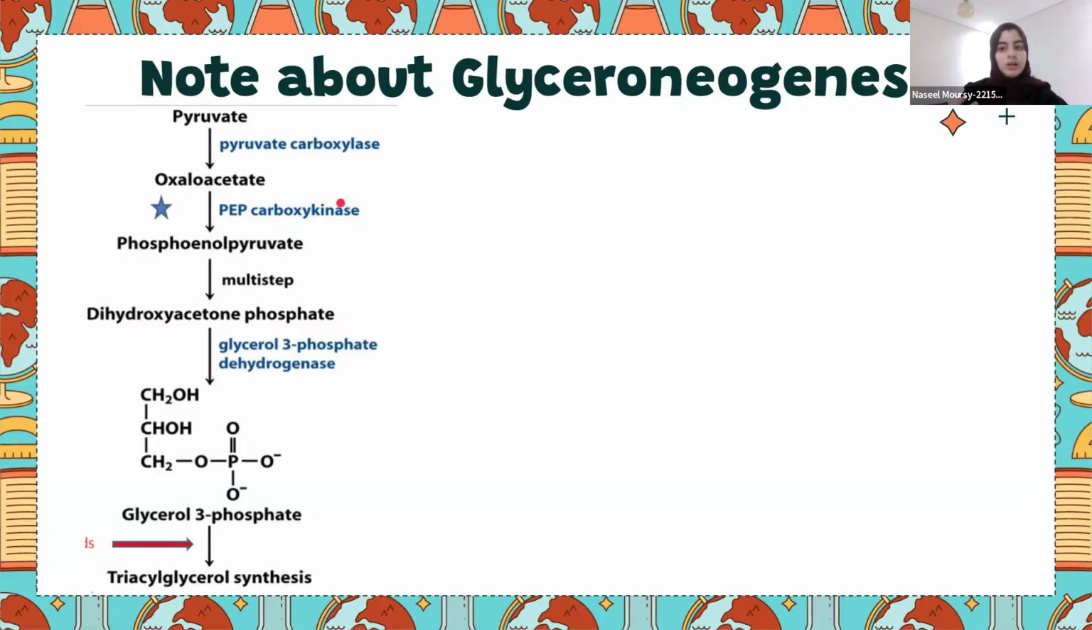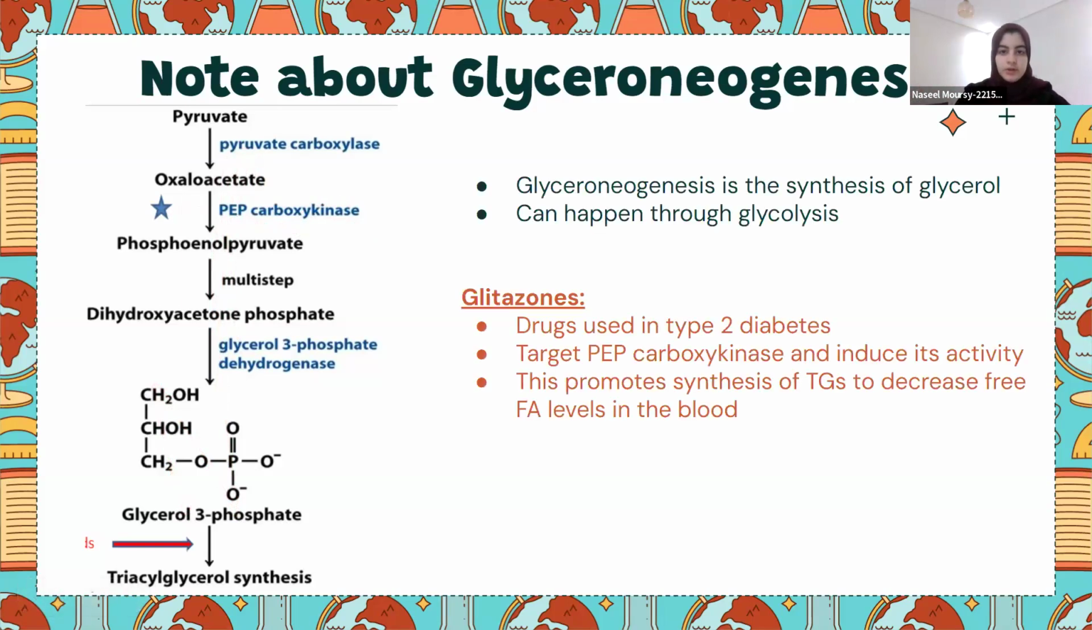Because there's a drug that we use in type 2 diabetics, called glitazones. And these basically stimulate PEP carboxykinase to convert oxaloacetate into phosphoenolpyruvate and go down and produce glycerol 3-phosphate so that you can make triglycerides. So again, glyceroneogenesis is the synthesis of glycerol.